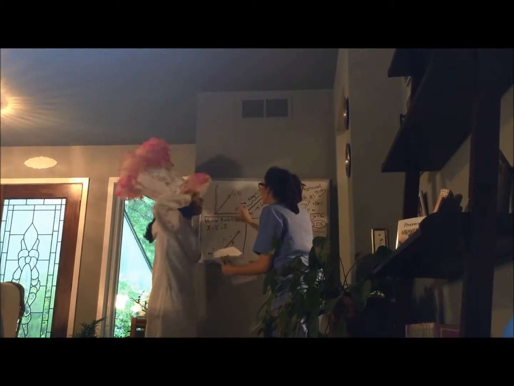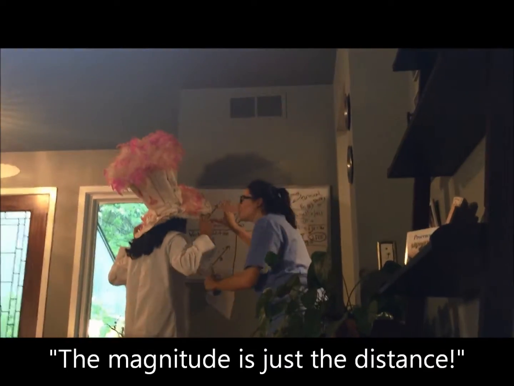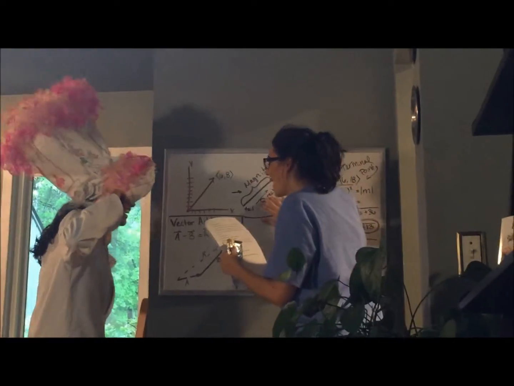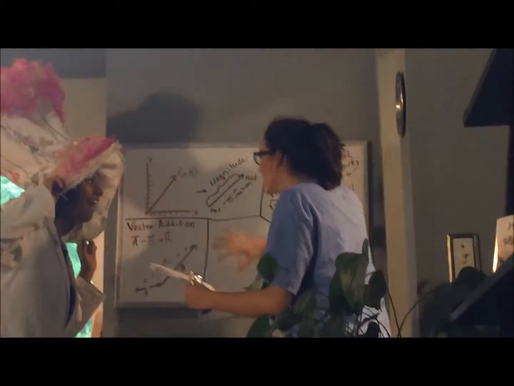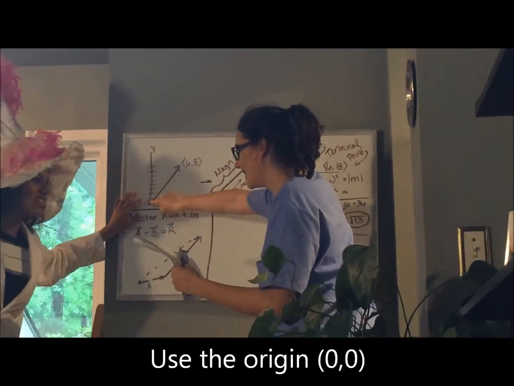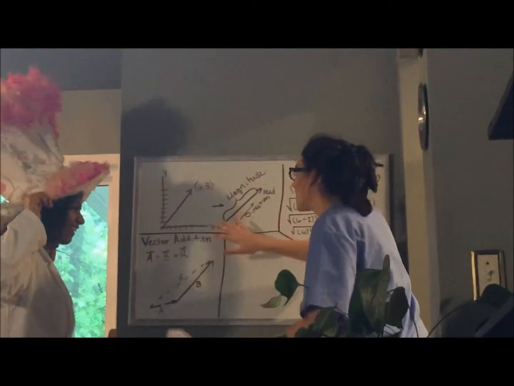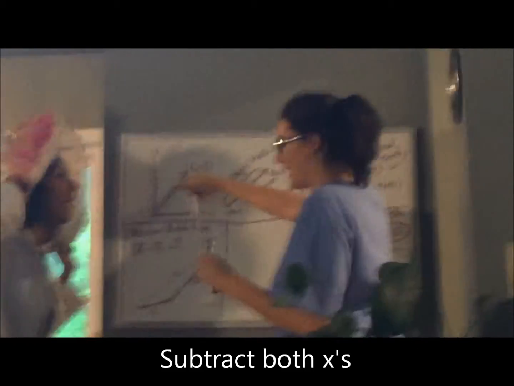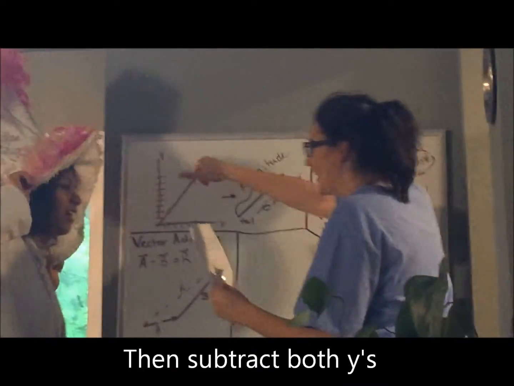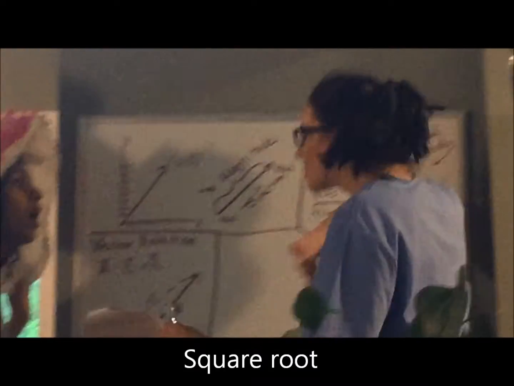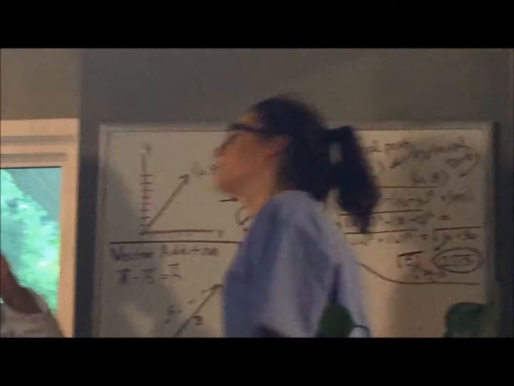I realized that this is the distance. The magnitude is just the distance. So you just use the distance formula. To do that, you have to use 2 points. One at the origin, which is 0, 0, and the other, which is at 6, 8. So then you subtract both of the x's, and then subtract both y's, and square them each. Then you add the new x and y's together, square root them, and then boom, you got yourself a magnitude.